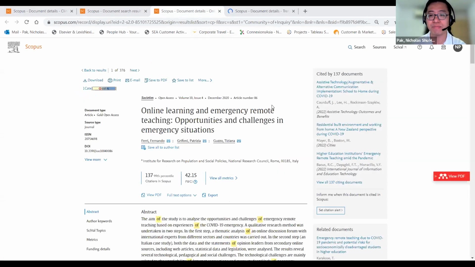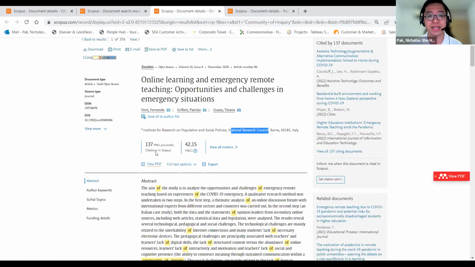And this makes perfect sense, right? Because these are obviously very important papers, and these are probably the trending areas when it comes to learning as well in the past few years. So the first one we can see is being written from the Institute for Research on Population and Social Policies from the National Research Council in Rome, Italy. This has 137 citations with an FWCI of 42.15, right?